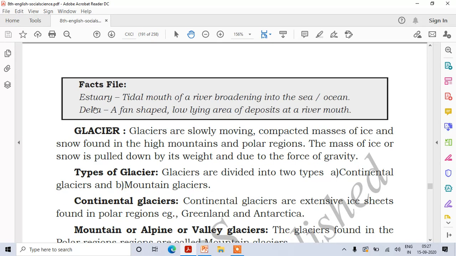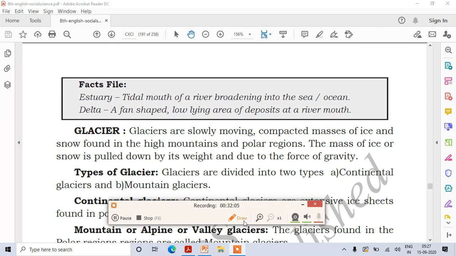Now, estuary and delta. What is estuary and delta? The tidal mouth of river broadening into sea and ocean. When the mouth of the river broadens into a sea or ocean, that is called an estuary. And what is delta? A fan-shaped low-lying area of deposits at the river mouth is called a delta.